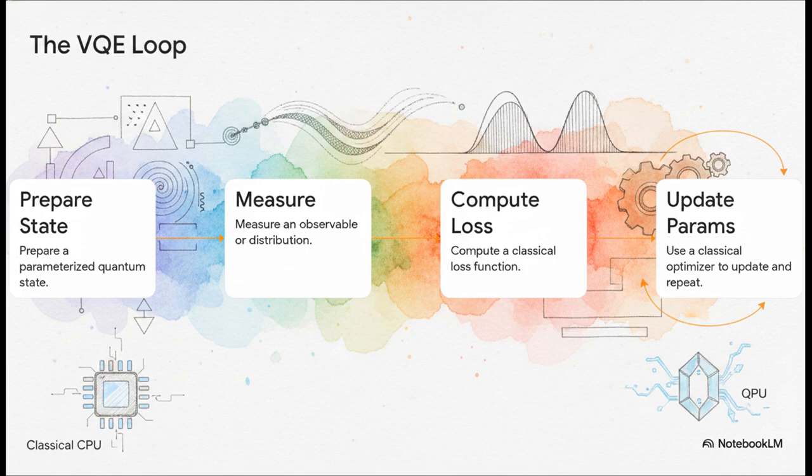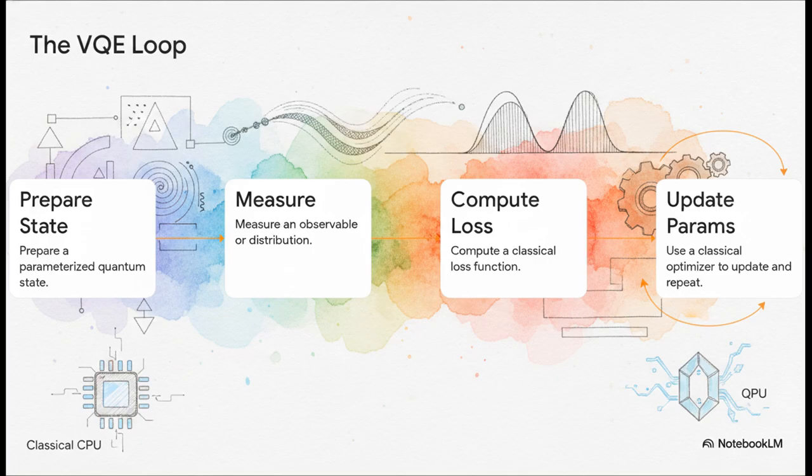And here is that shared mechanism in action. Whether you're firing up a quantum neural network or running a quantum chemistry simulation, you are almost always running some flavor of the VQE, the variational quantum eigensolver loop. It goes like this. Step 1, you prepare a parameterized quantum state. Step 2, measure an observable or a distribution. Step 3, compute a classical loss function. And step 4, use your classical optimizer to update the parameters and do it all over again.